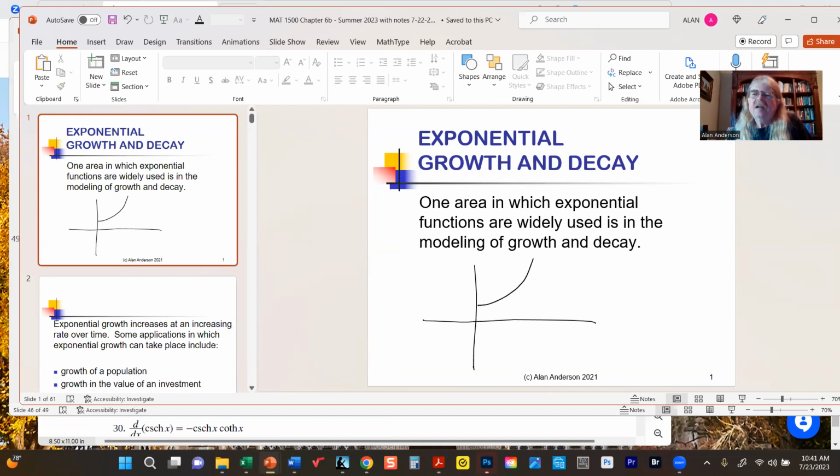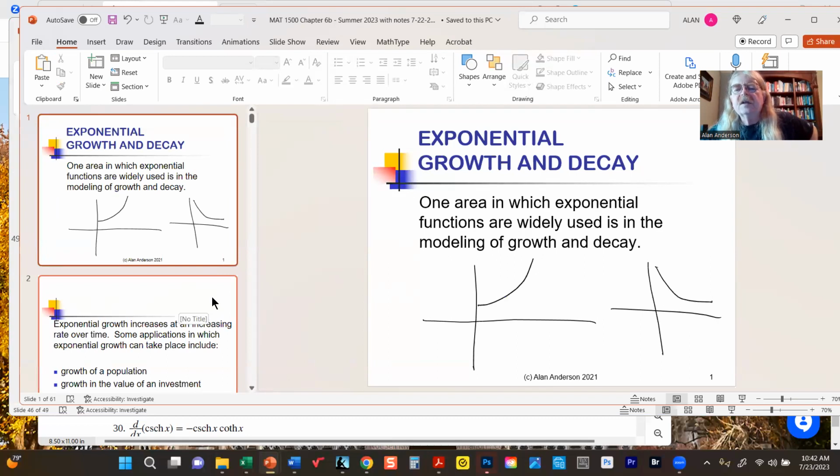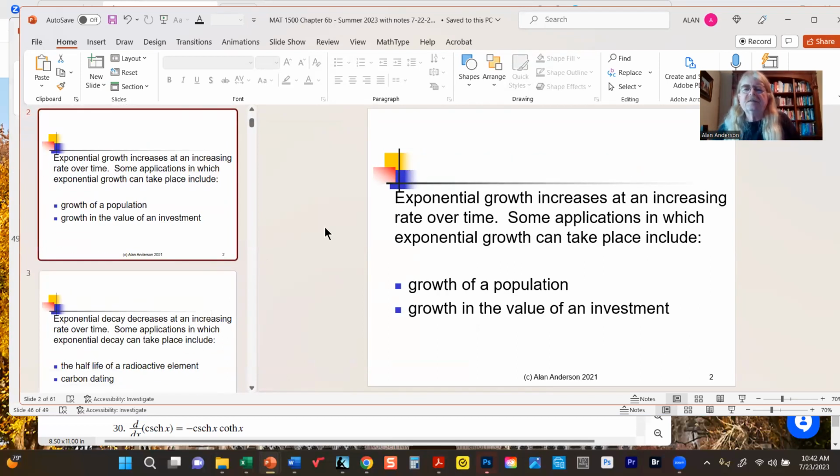And you might run into that in biology class. Remember when we talked about bacteria colonies and how quickly they grow, or if you're investing in something in finance where the growth rate is exponential, this could be the balance in your bank account. Decay would just be the opposite. Like, for example, the half-life of a radioactive isotope. So what we're going to do here is analyze some applications which do in fact involve exponential growth, among them being the growth of a population and the growth of the value of an investment.